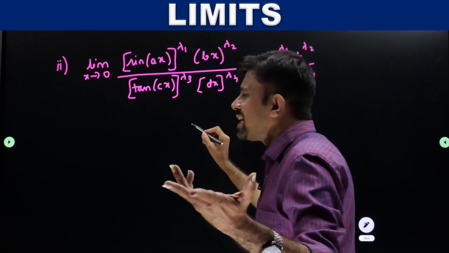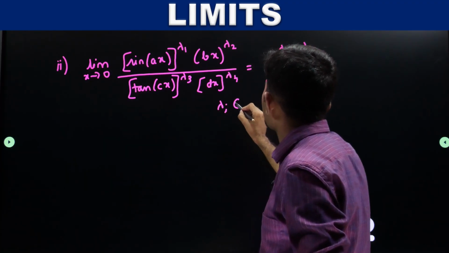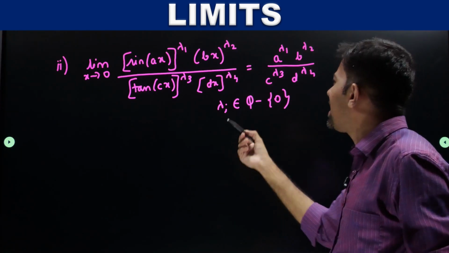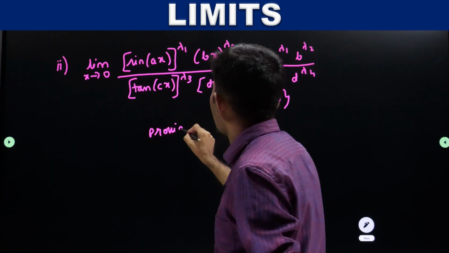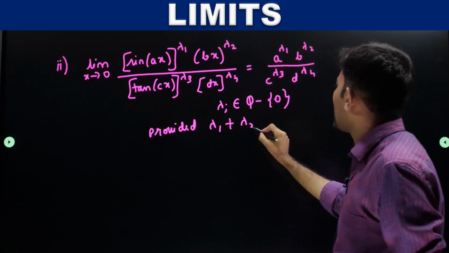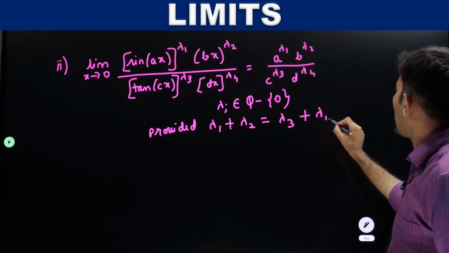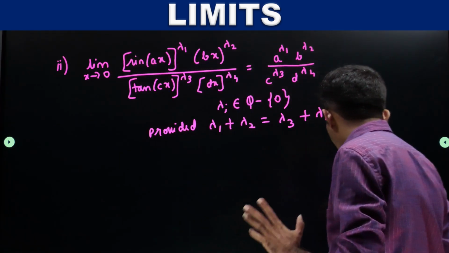Okay, so a, b, c, d are real numbers, not all 0. Okay, understood. Each lambda i belongs to Q minus 0. All rational numbers except 0 I can take, provided lambda 1 plus lambda 2 should be equal to lambda 3 plus lambda 4. Sum of the powers in the numerator should be same as sum of the powers in the denominator. Hope it's clear. Okay, so look at the pattern and write.